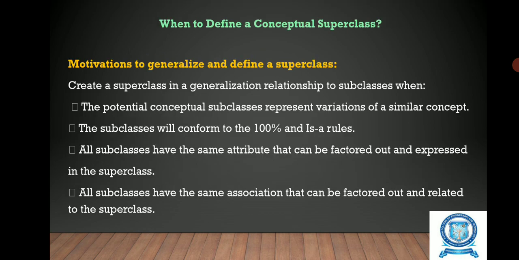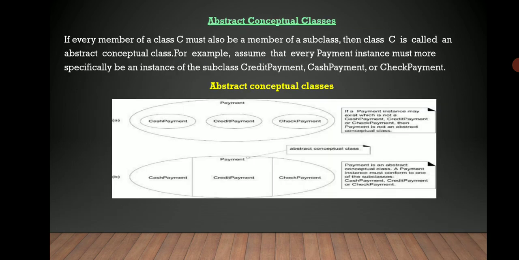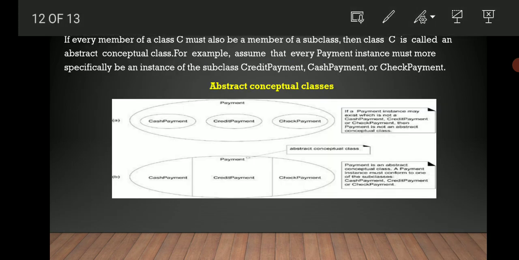Now, let us see when to define a conceptual superclass. The motivations to generalize and define a superclass are: we create a superclass in a generalization relationship to subclasses when the potential conceptual subclasses represent variations of a similar concept, the subclasses will conform to the 100% rule, and all subclasses have the same attribute that can be factored out and expressed.